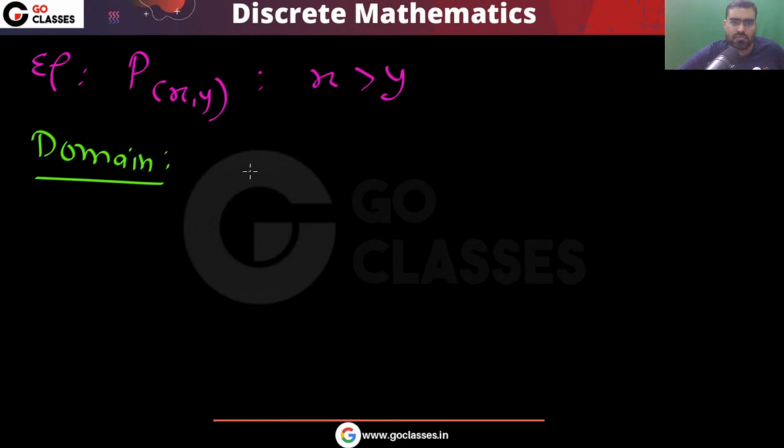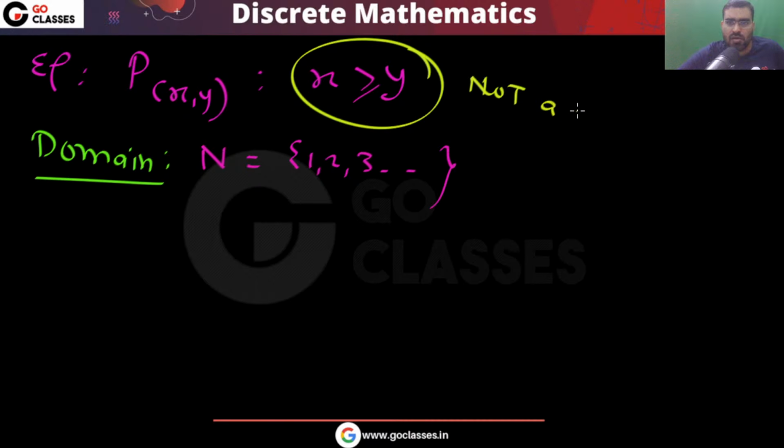For example, if I give you some expression P(x,y), and let's assume P(x,y) is x is greater than or equal to y. Let's assume the domain is the set of natural numbers, 1, 2, 3 and so on. Now, you can clearly see this is not a proposition.